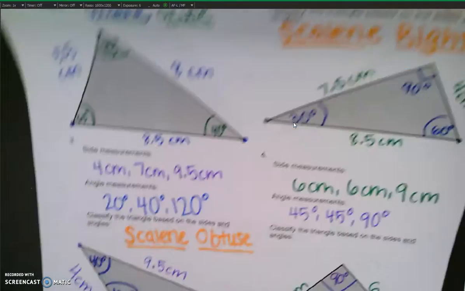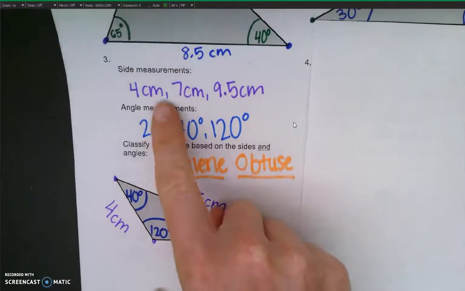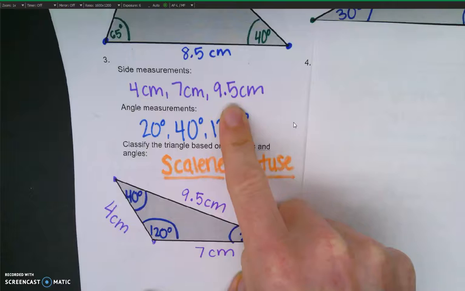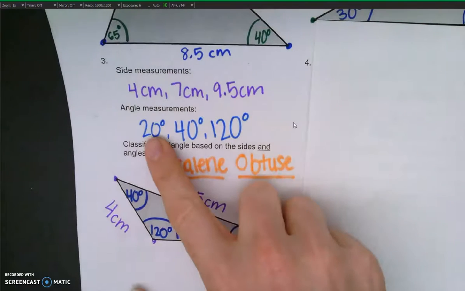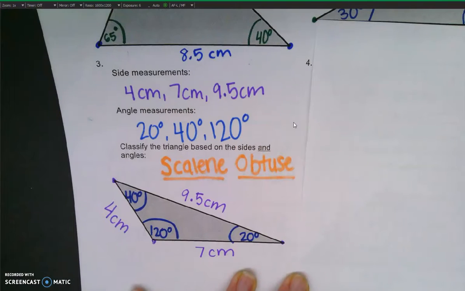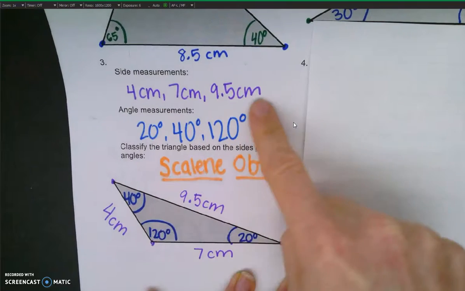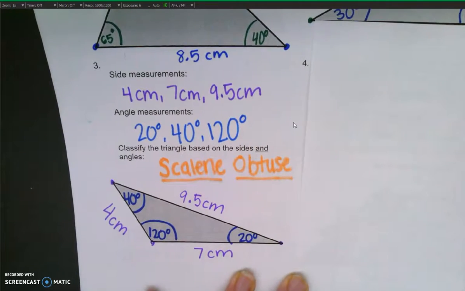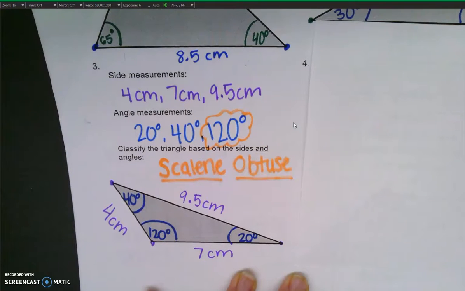Okay, let's take a look at 3. Triangle 3, notice we have side lengths 4 centimeters, 7 centimeters, and 9.5 centimeters. So I'm rounding to the nearest whole or half centimeter with my measurements to be as accurate and consistent as possible. And my angle measurements are 20 degrees, 40 degrees, and 120 degrees. Because all the different side lengths are a different scale, scalene, we notice that it's a scalene triangle. They're all different side lengths. And because one of the angles is over 90, this one angle is 120, which is more than 90, that makes this a scalene obtuse triangle.